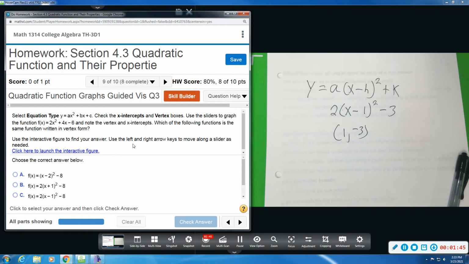Okay, number 9. It says select equation type ax² plus bx plus c. We're going to check the x-intercepts and vertex boxes. We're going to use the sliders of the function to graph this function, and then we're going to find out which of the following is written in vertex form, which of these would match. Okay, so 2x² plus 4x minus 6. Let's do this, popping up on my other screen.